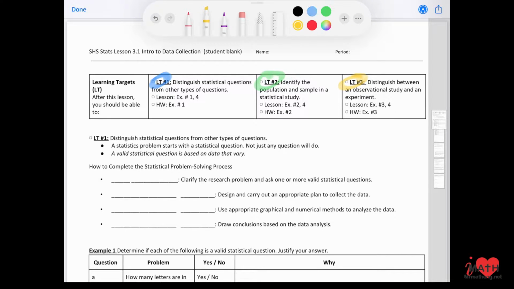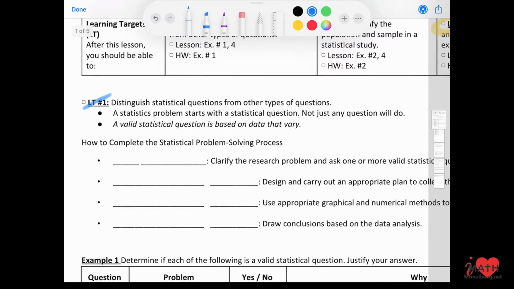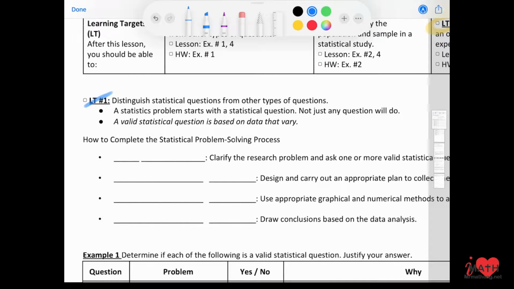Alright, learning target number 1, distinguish statistical questions from other types of questions. A statistics problem starts with a statistical question, not just any question will do. A valid statistical question is based on data that varies. Okay, let's take a couple of notes and we'll do a bunch of examples here.